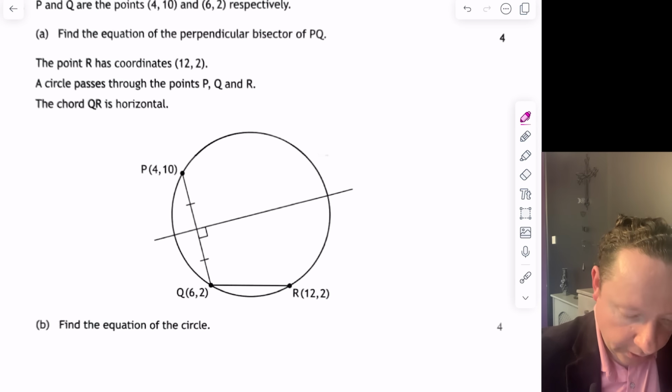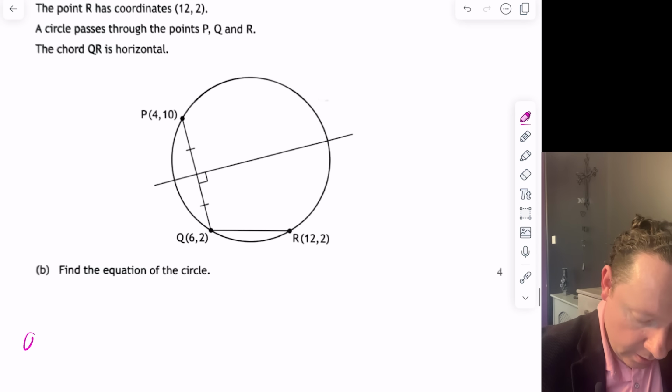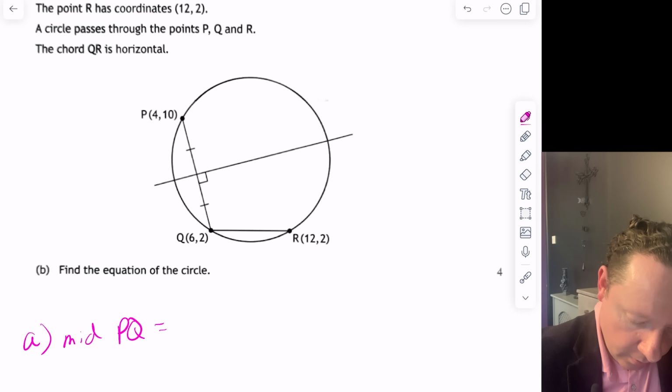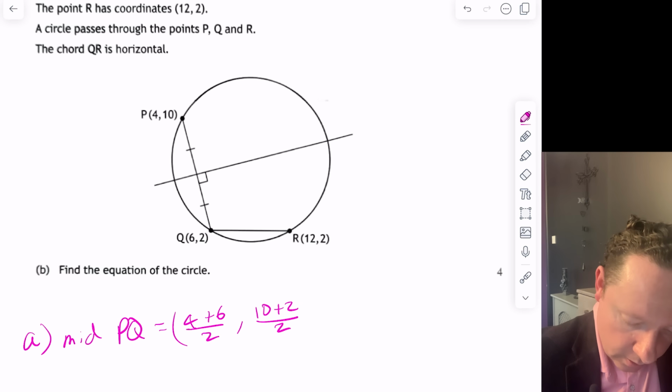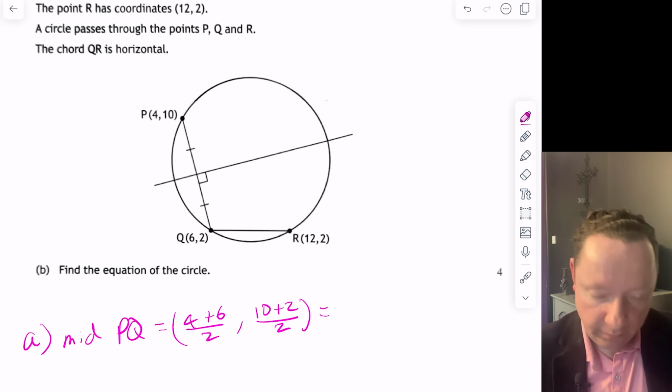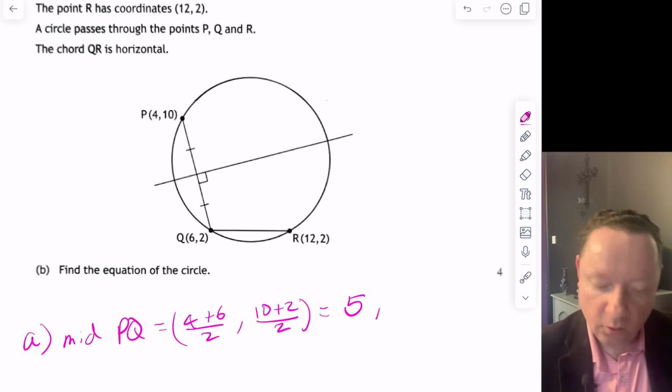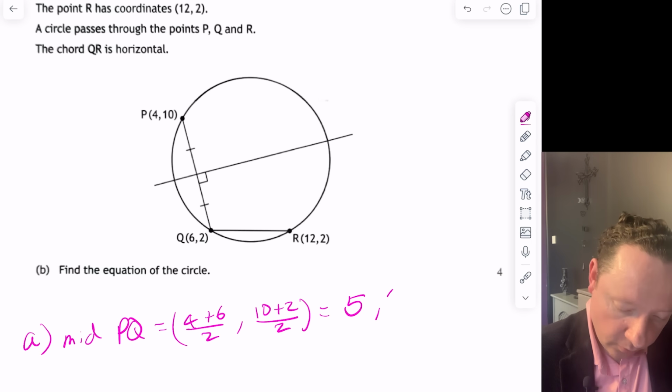So I need the midpoint. So for part A, I need the midpoint of PQ. Well, that is (4 plus 6) over 2 and (10 plus 2) over 2. 4 plus 6 is 10, divided by 2 is 5, and 10 plus 2 is 12, divided by 2 is 6. So I've got my midpoint.